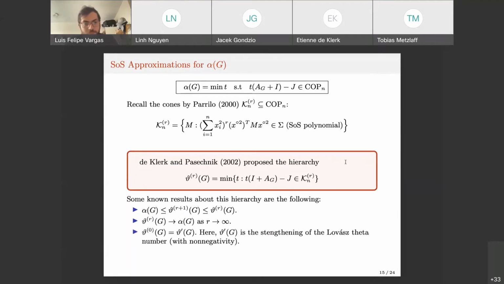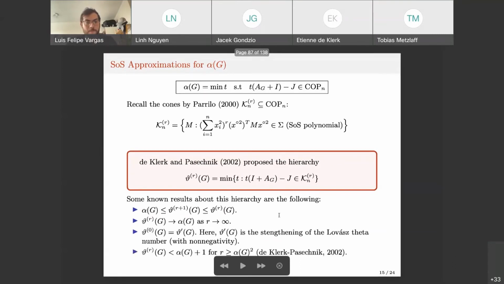Also theta 0 of G, just considering sum of squares without multiplying by this power, the first level of the hierarchy, is equal to theta prime of G, which is the Lovász theta number with one added non-negativity constraint. Also, De Klerk and Pasechnik proved that the bound theta r is between alpha and alpha plus 1 for r greater than or equal to alpha squared. So the hierarchy after alpha squared can find alpha, because it's between alpha and alpha plus 1, and then by rounding you find alpha. One question that we have is, when is theta 0 of G equal to alpha of G? It's about the exactness of the approximation at level 0. This is also an interesting question.